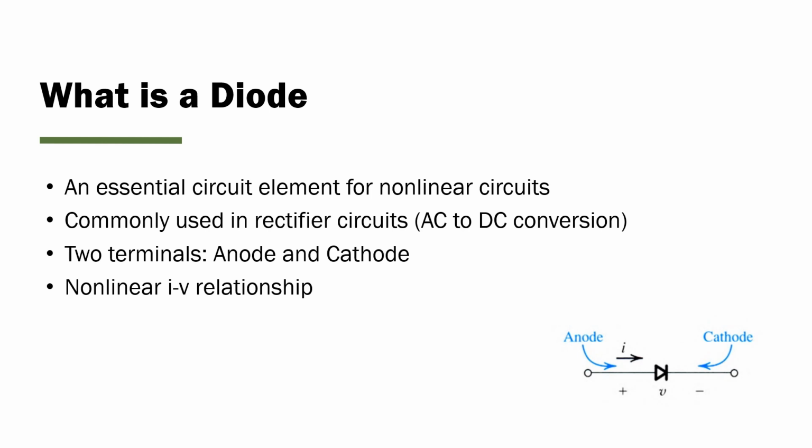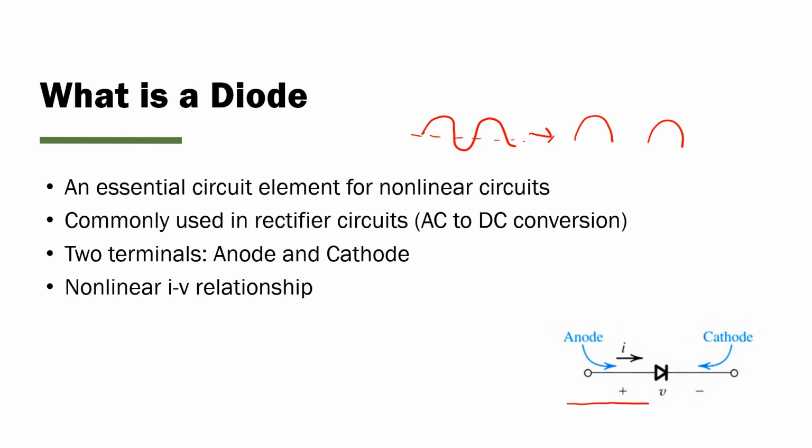The diode is an essential circuit element for nonlinear circuits. For many people, this is their first introduction to nonlinear circuits, and it's commonly used in rectifier circuits, AC to DC conversion. So for example, if I have an AC signal, but let's say I only want this top half of the signal, I can use a diode so that I only see the upper peaks.